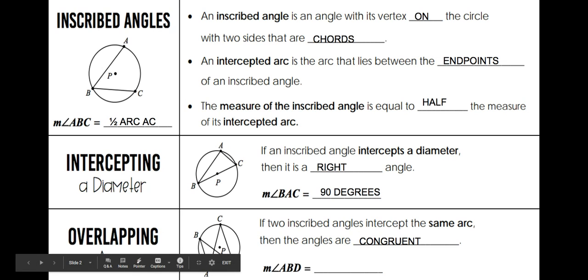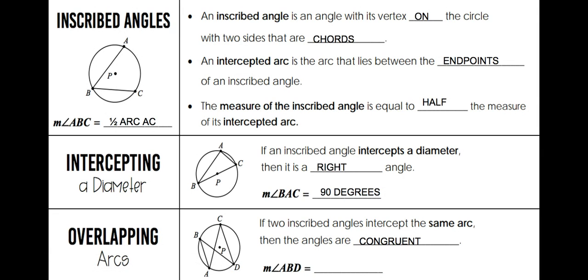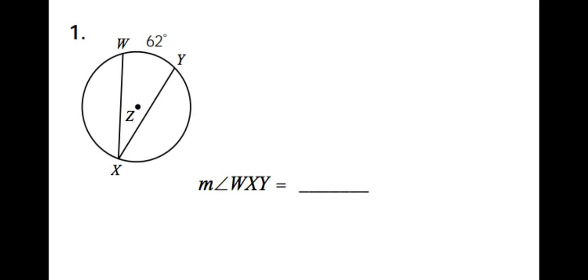So if two inscribed angles intercept the same arc, the angles are congruent. So that means the measure of ABD will be equal to the measure of ACD because they keep intercepting the same arc. And the arc that they have in common is arc AD. Okay, so we're going to go through some practice problems together. Okay. So number 1.